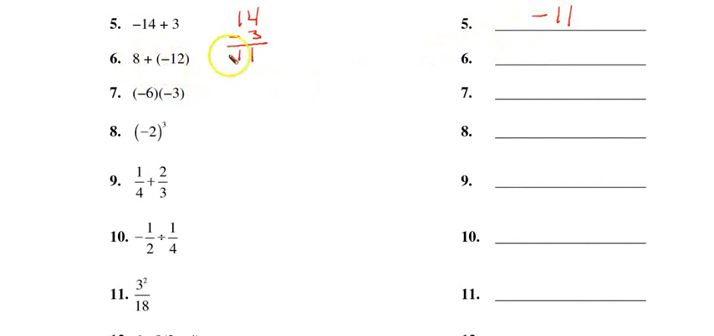Now here, the same thing. We have a 12, which is the larger absolute value, and we're going to subtract an 8. And this gives us a 4. And we use the larger absolute value sign, which in this case would be a negative.